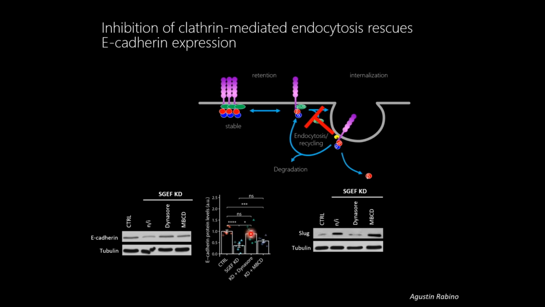The other thing that the clathrin inhibitor does is that it rescues Slug expression very nicely. So I think that these results suggest that SGEF is regulating the stability of E-cadherin and also the clathrin-mediated internalization and eventually degradation, which potentially will release beta-catenin.